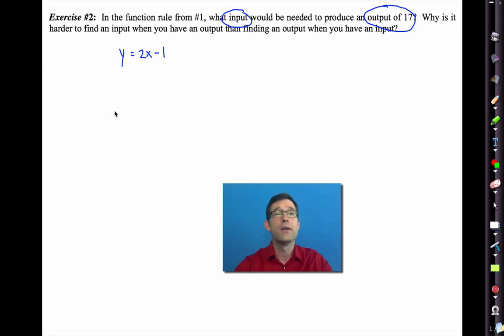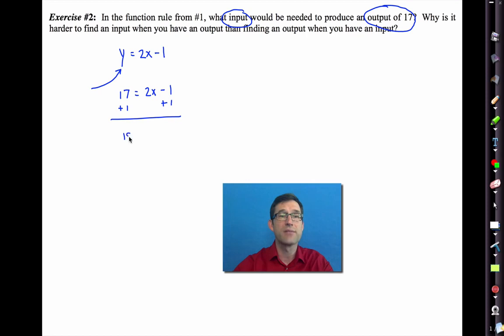I'm going to go with sort of the easiest approach that I know of, which is to take my output and make it into 17. Then I can use algebra to find that input. So I know the output is 17. I'll solve this equation by using properties of equality. The additive property of equality allows me to add 1 to both sides. And then the multiplicative property of equality allows me to divide both sides by 2. So we need an input of 9 to get an output of 17.